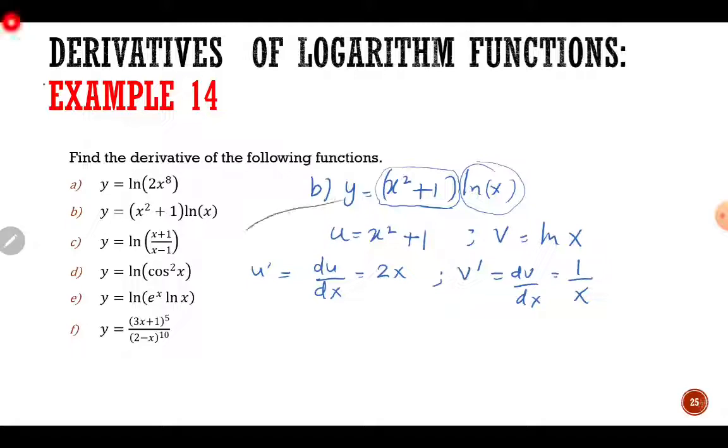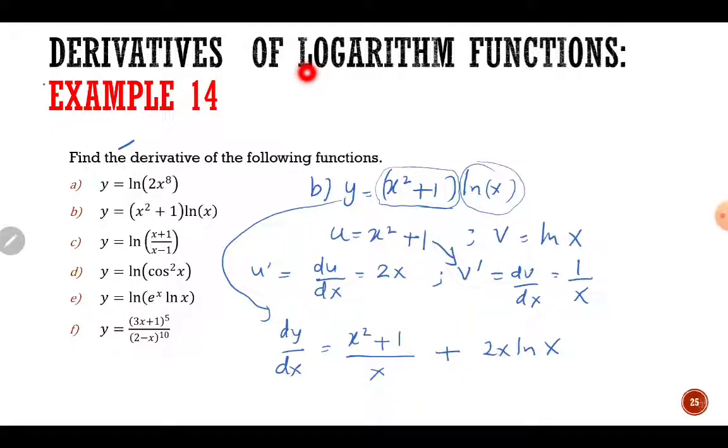So from here dy/dx is u v prime plus v u prime. So we have (x^2 + 1) over x, plus 2x times ln x. This one multiplied by this one. Okay, so this is our final answer for B. Alright, so we have done A, we have done B.